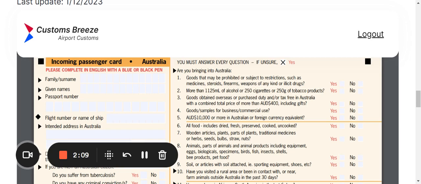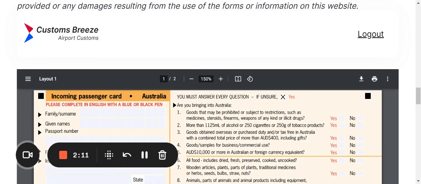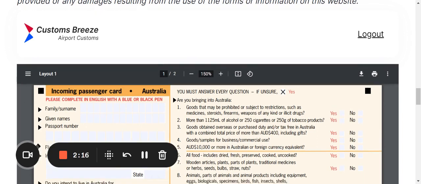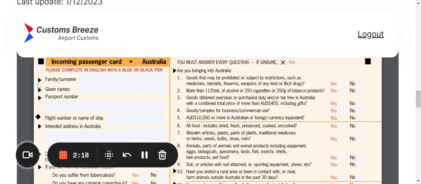Okay, so first we have the name here, incoming passenger card and Australia. In the first section here where we have these triangles on their side, we have family surname. In this section, this is where you put your last name. So you put your last name in this section. The next section is your given name, and that is your first name.